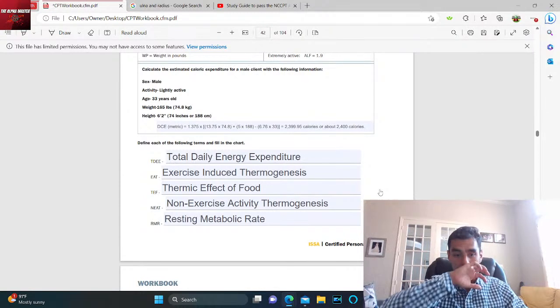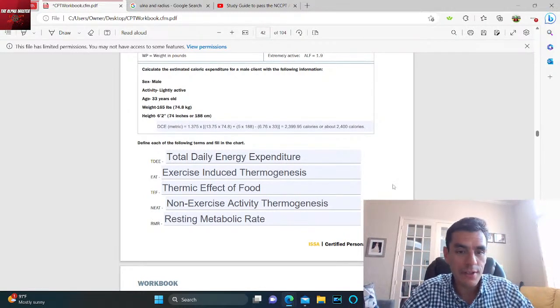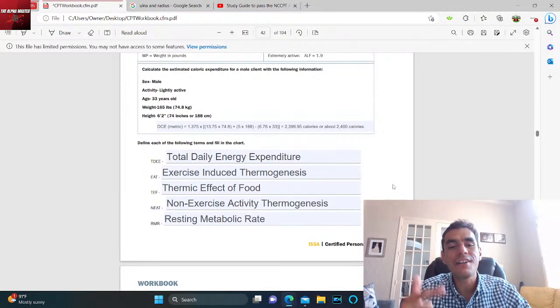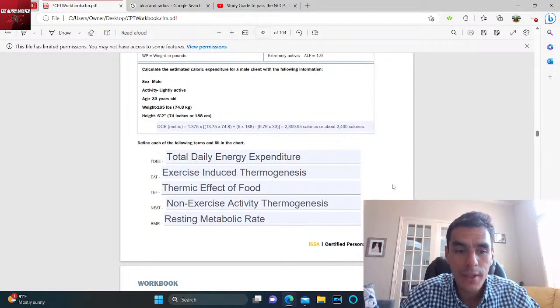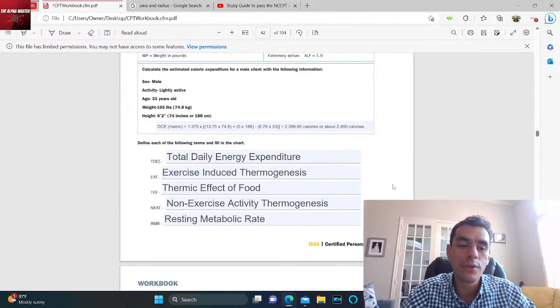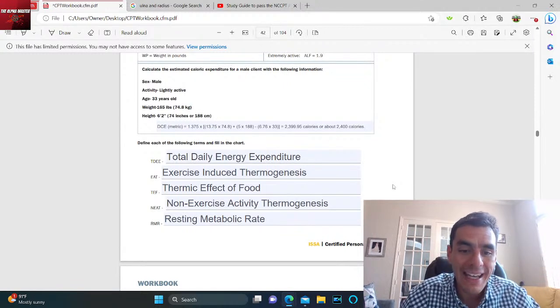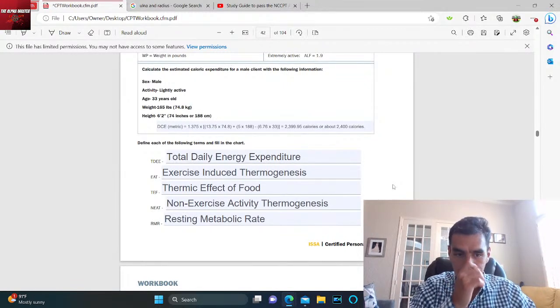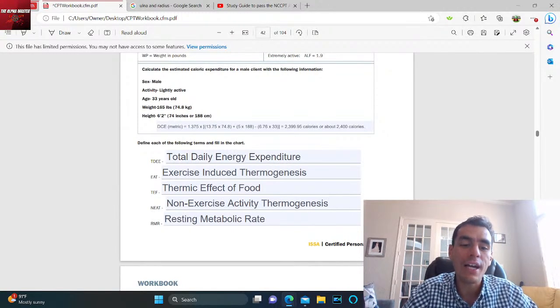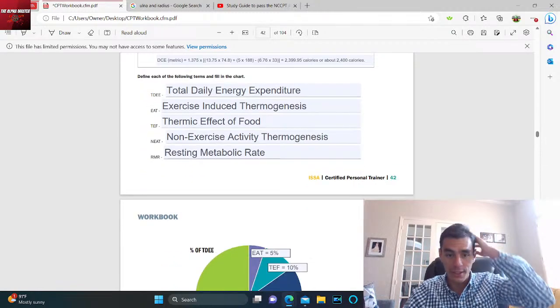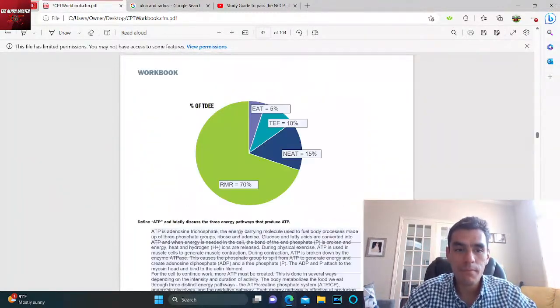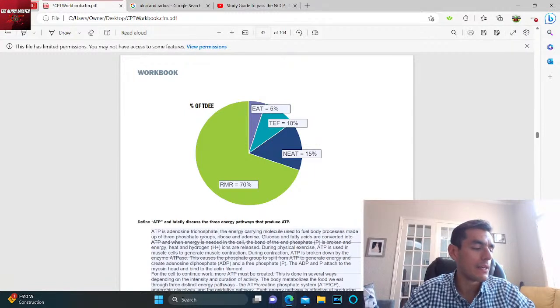TDEE is going to be the total daily energy expenditure. EAT is exercise activity thermogenesis. TEF is going to be the thermic effect of food. NEAT is going to be non-exercise activity thermogenesis, and then RMR is going to be the resting metabolic rate, which is about 70% of your total daily energy expenditure. And here is the percentage. Of the total daily energy expenditure, the resting metabolic rate is going to be about 70%.